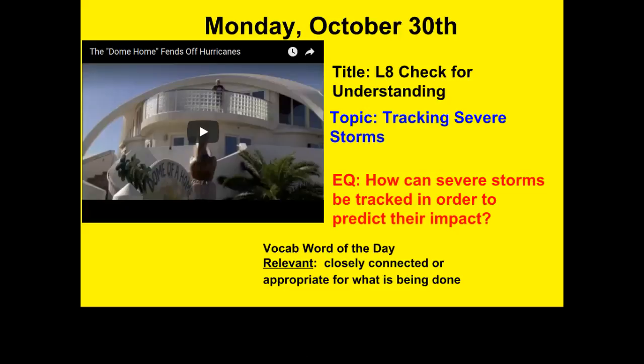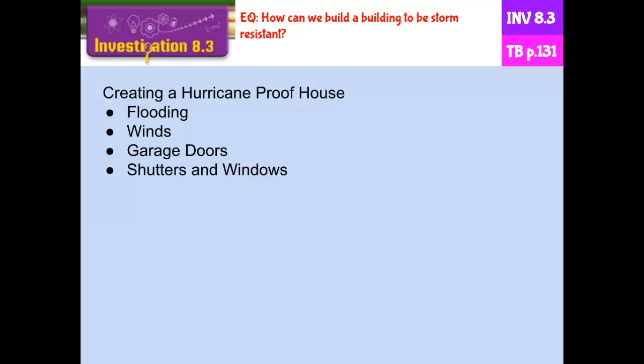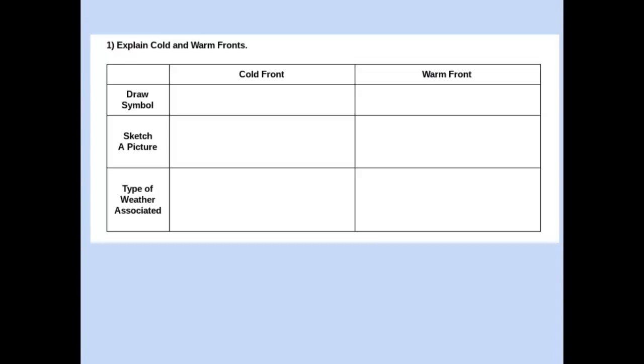Our topic is tracking severe storms, and our essential question is, how can severe storms be tracked in order to predict their impact? One thing that scientists and engineers want to do is create hurricane-proof homes, focusing on things like flooding and winds. Some minor changes people can make to their homes would be reinforced garage doors, shutters, and reinforced windows. There are a lot of different engineering options for homes. You should explore those on Friday.